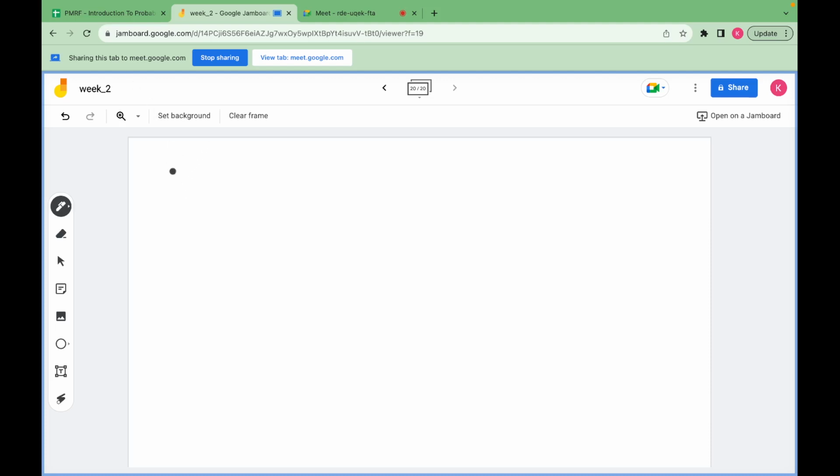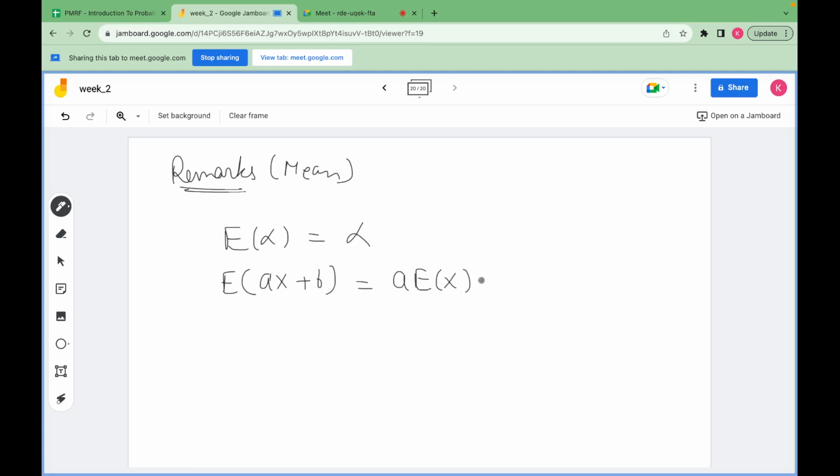So there are a few remarks related to the mean. The mean value of a constant function is the constant itself. Now, if a and b are both constants, then the expectation of aX plus b will be a times the expectation of X plus b.